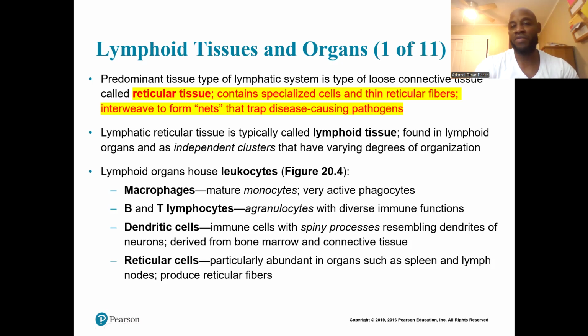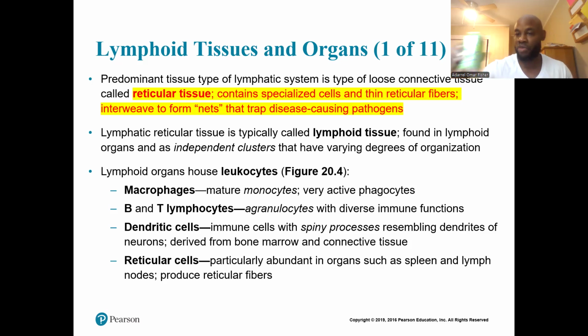The predominant tissue type of the lymphatic system is this loose connective tissue called reticular tissue. If you think of reticular tissue, think of a web-like tissue, a net-like tissue designed functionally and anatomically to be able to trap disease-causing pathogens. Lymphatic reticular tissue is typically called lymphoid tissue and is found in the lymphoid organs. And you have varying degrees of organization.